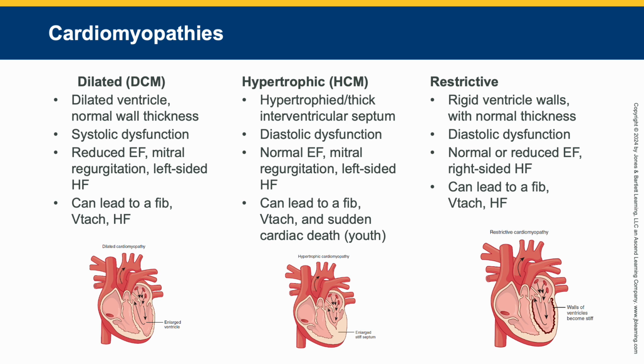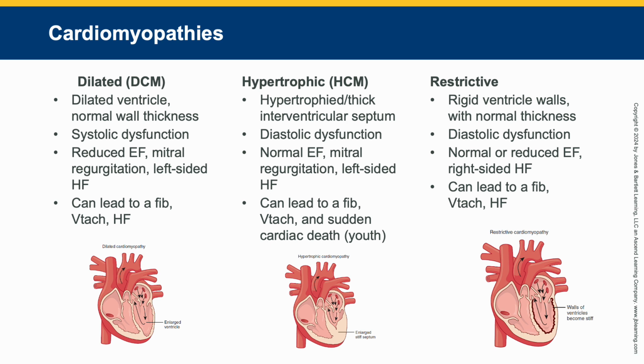Hypertrophic cardiomyopathy is when the ventricle is thickened, typically the intraventricular septum, so between the two sides of the heart. Ejection fraction here is normal, but there's mitral regurgitation and then left-sided heart failure signs again. Just as dilated cardiomyopathy, it can lead to AFib, VTach, but also sudden cardiac death. And this is what we typically see in young athletes when they suddenly die.